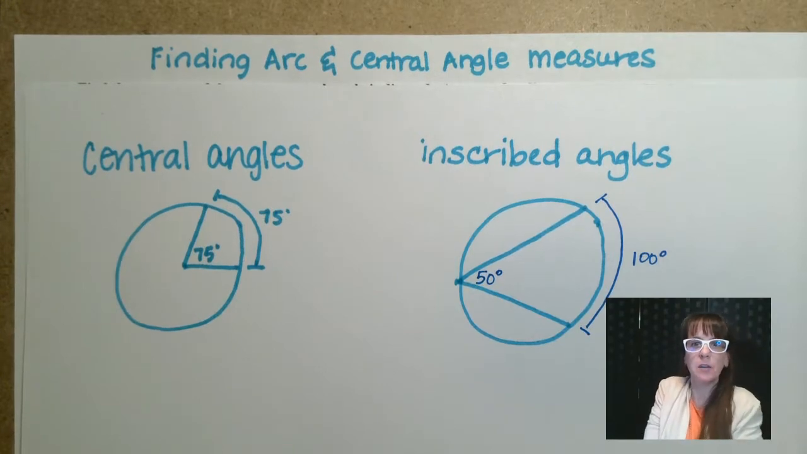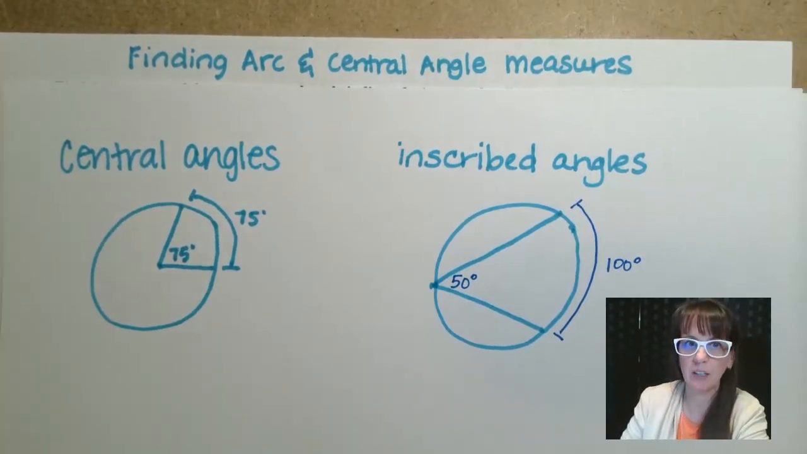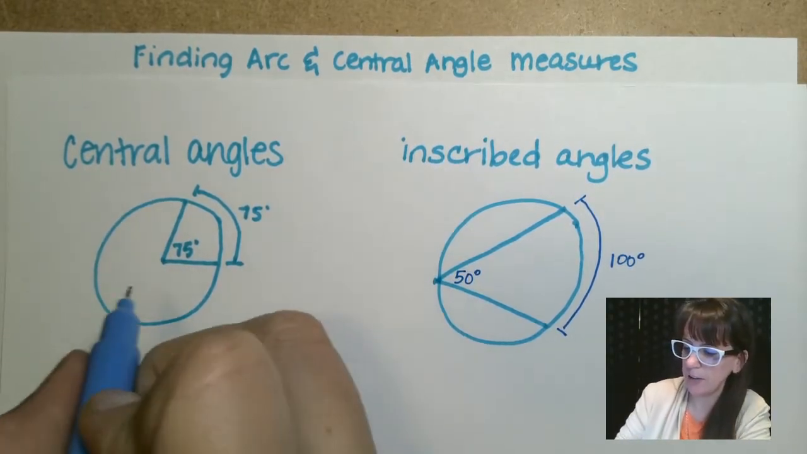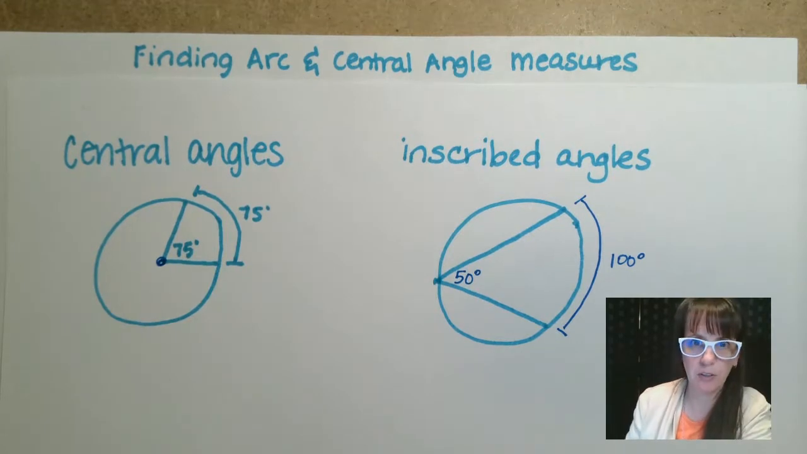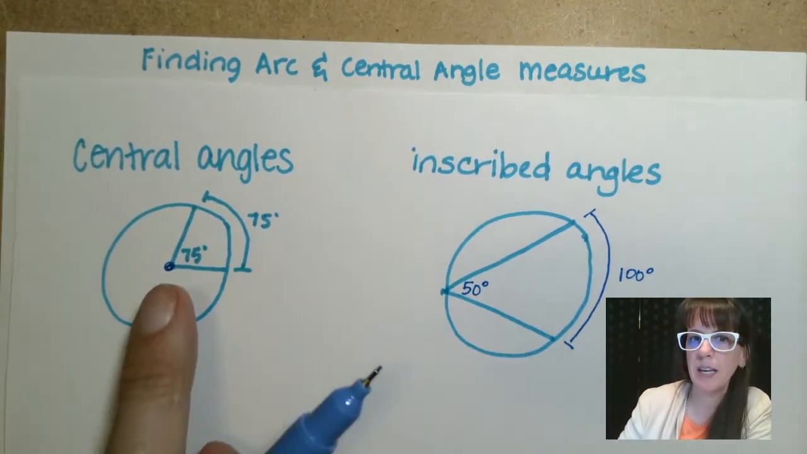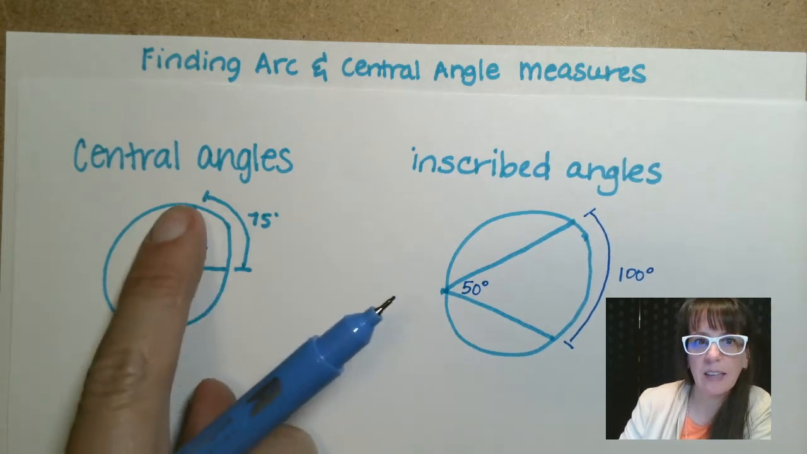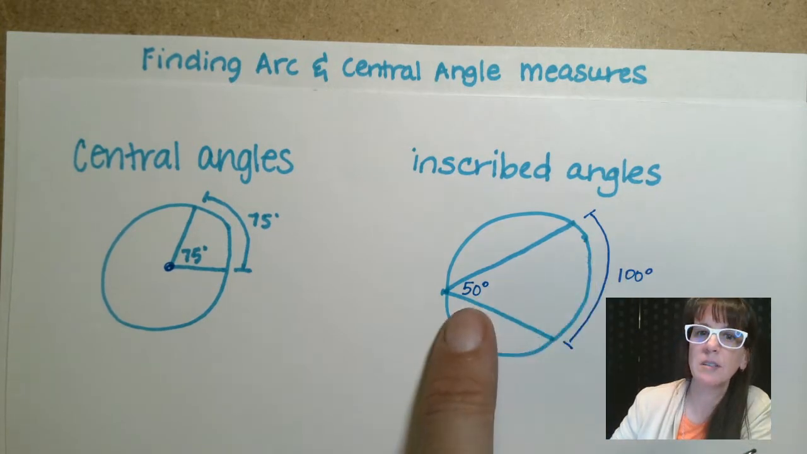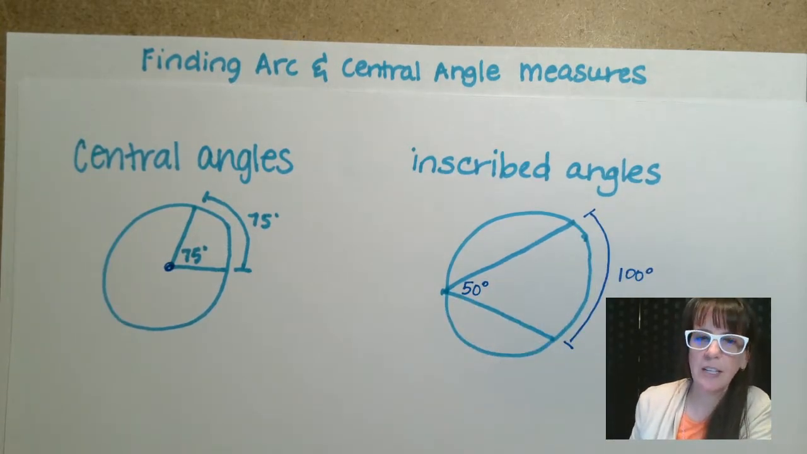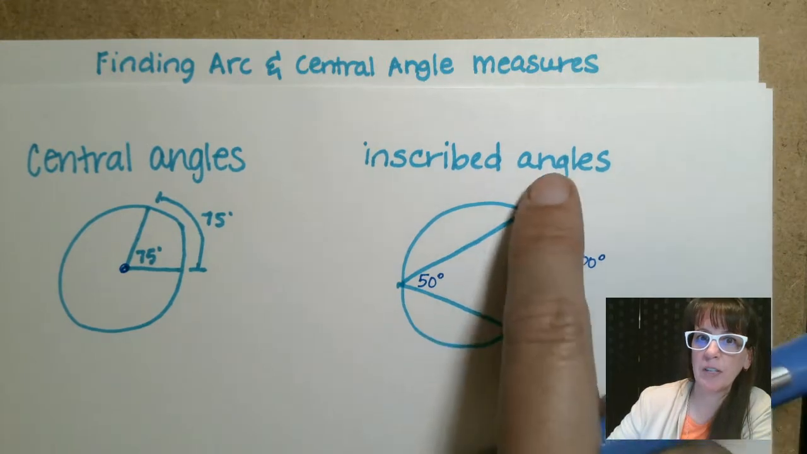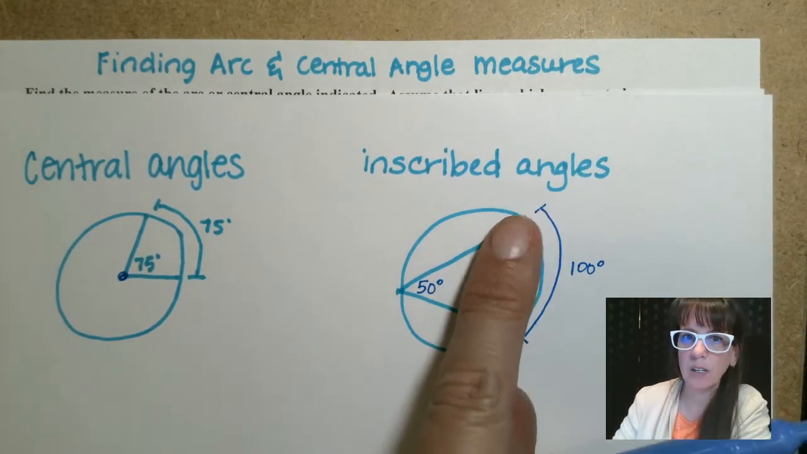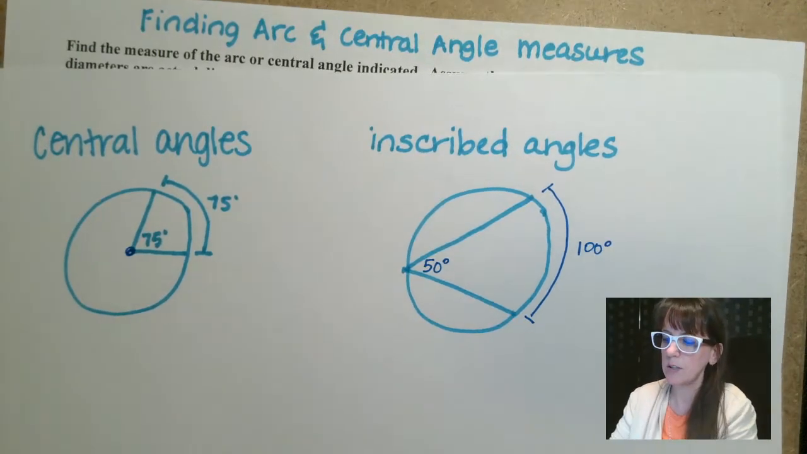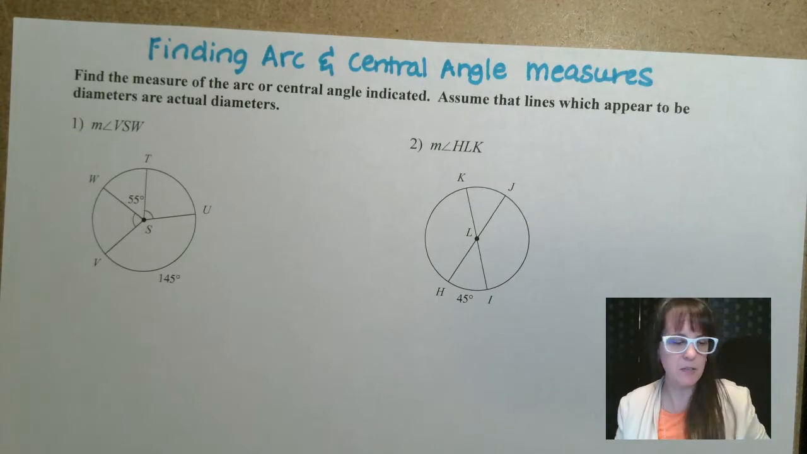Now, the things I want you to write in your notebook are these. Central angles look like this. They are right at the center of your circle. An inscribed angle is different. When it's a central angle, the arc has the same degrees as the central angle, whereas with an inscribed angle, it's going to be half of whatever the arc is. So there's a big difference there. We're not going to talk about inscribed angles now, but I do want you to see the difference between the two.